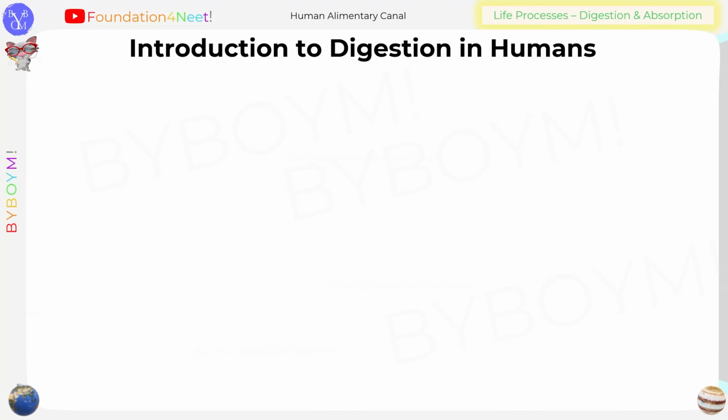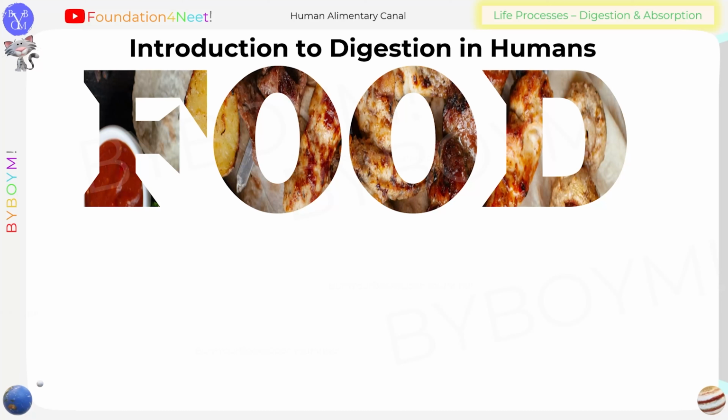Talking about digestion, the first thing that comes to mind is food. Why food? Food is one of the basic requirements of living organisms. Whatever work we do, we need energy for that. And whatever energy we need to obtain, we need food for that. So basically, in our case, food is the basic source of energy.